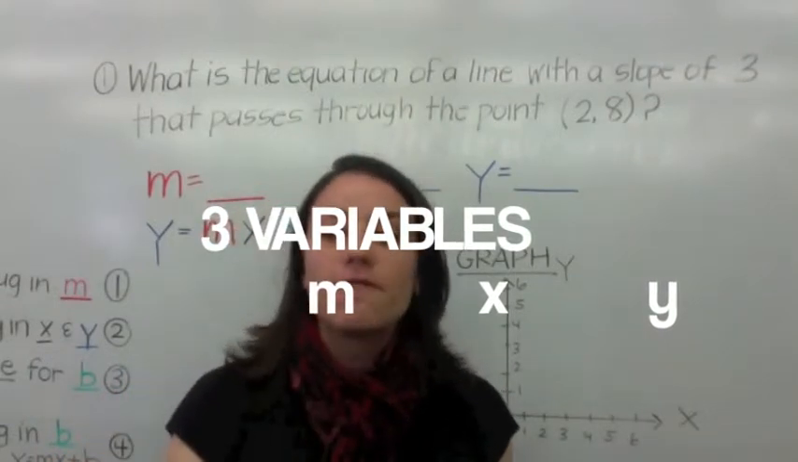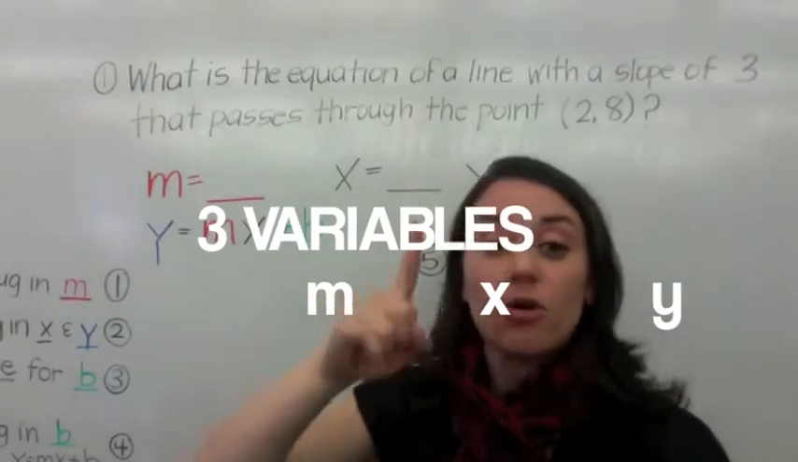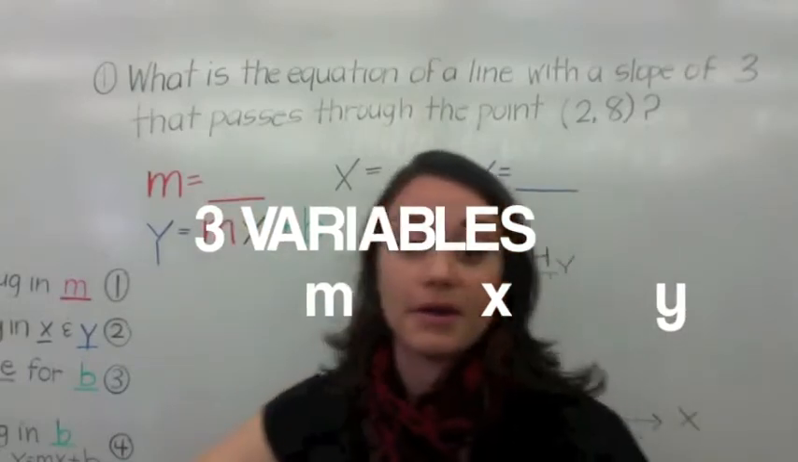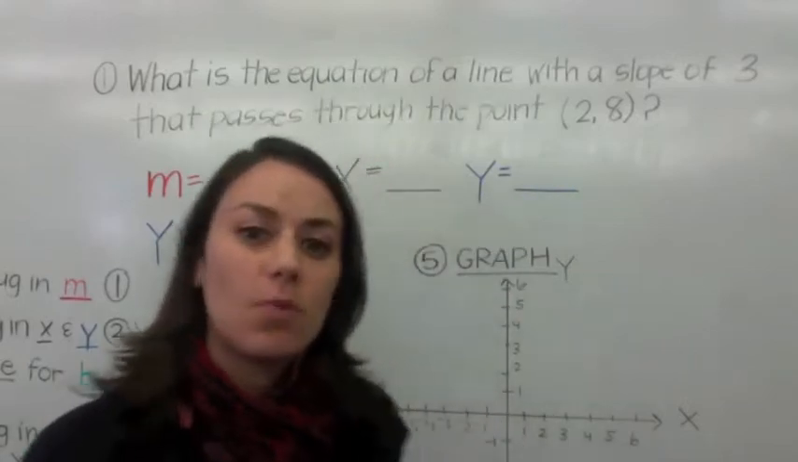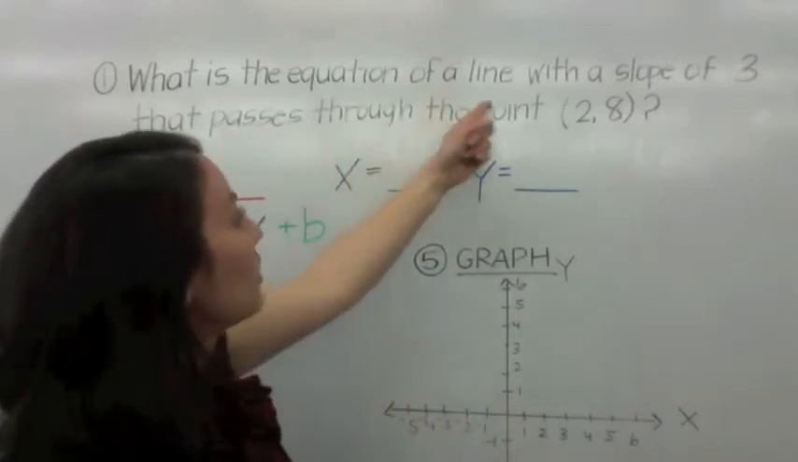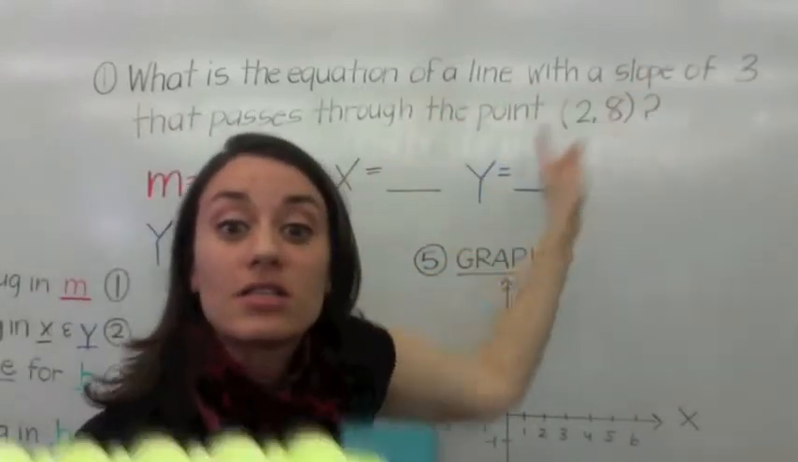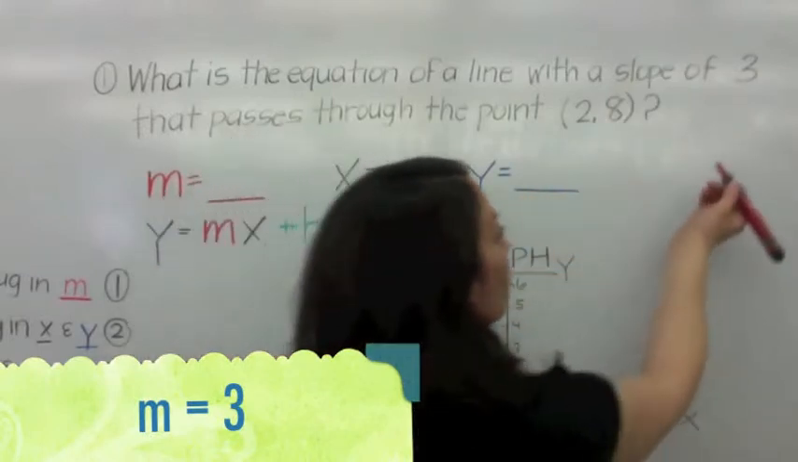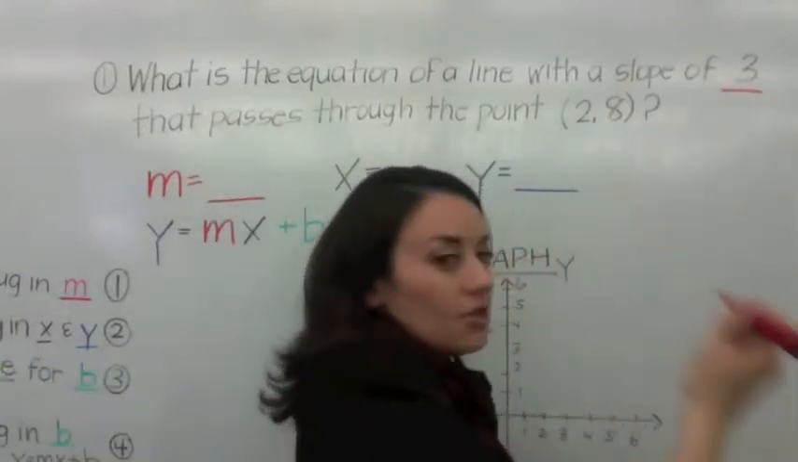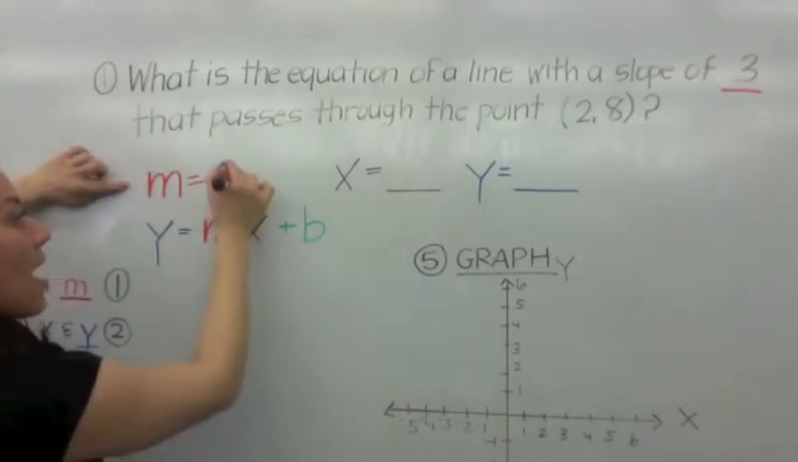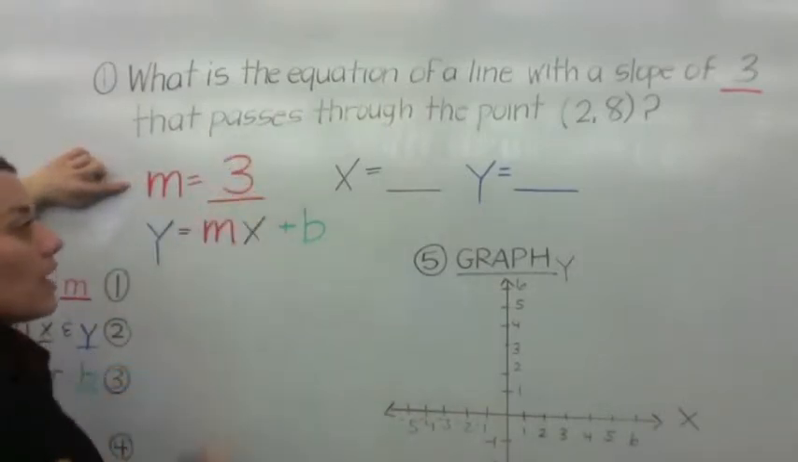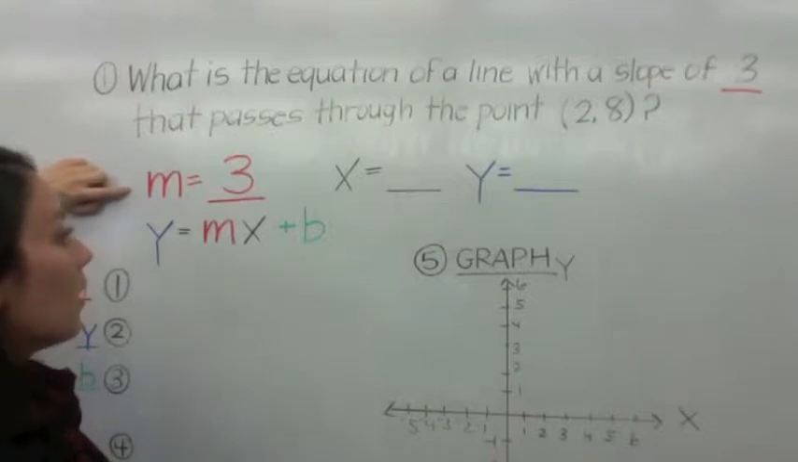3. The first thing we want to find, of course, we always start with m, which is the slope. What is the slope? Let's see, what is the equation of a line with a slope of 3? And we underline that. I usually like to use red for slope. So what is slope? What is m? m equals 3. Okay? All right.